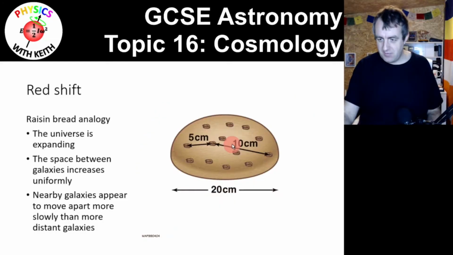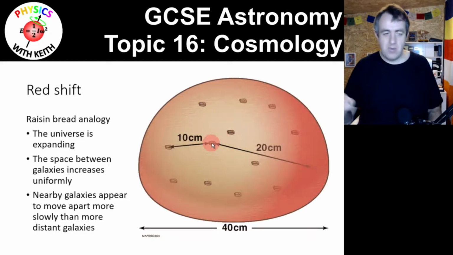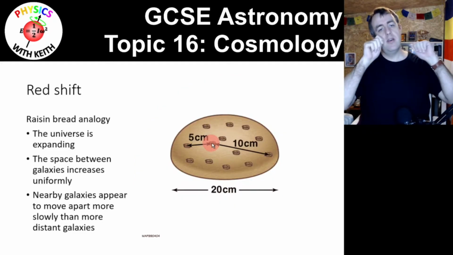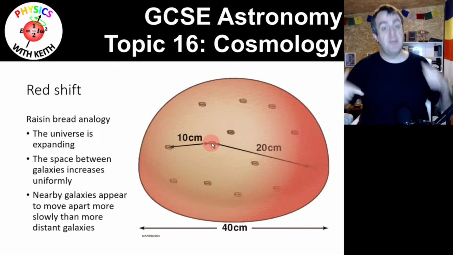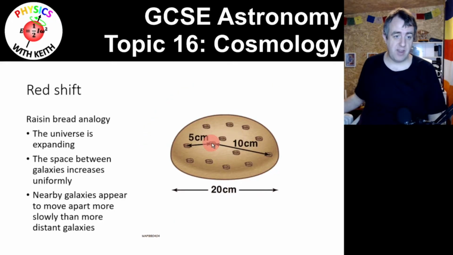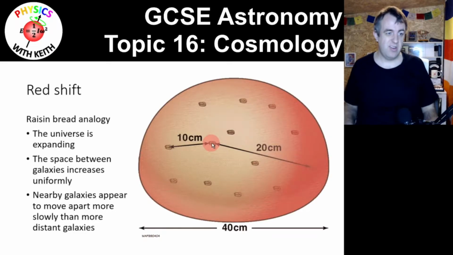This raisin that's sort of in the centre here somewhere, there it is. So as the universe expands, farther stars will appear to move faster because they appear to move further in the same amount of time. It's not perfect, but it'll do. It's a raisin bread analogy, it'll do.